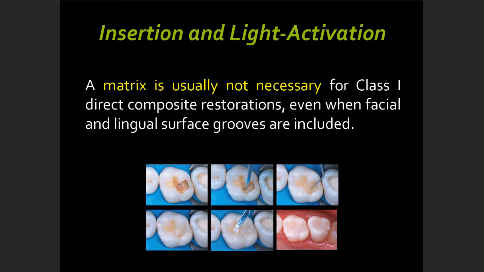Depending upon that, you can apply the base or the liner, and if you use the liner, then you apply the base over it, and then you start with the etching. After the etching, you wash it, dry it, and apply the adhesive. You light cure the adhesive, and then you place the composite in small increments.